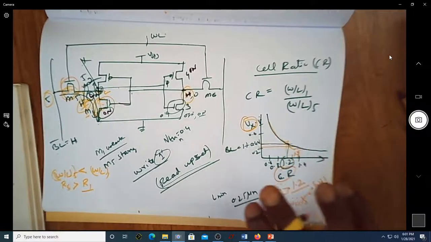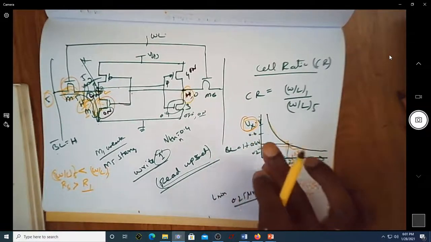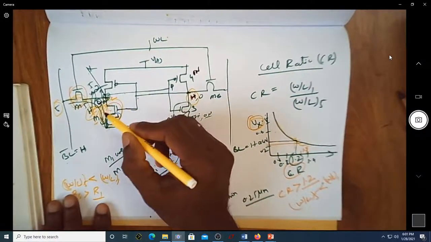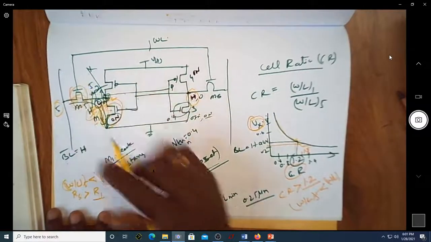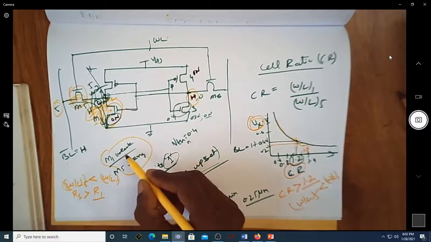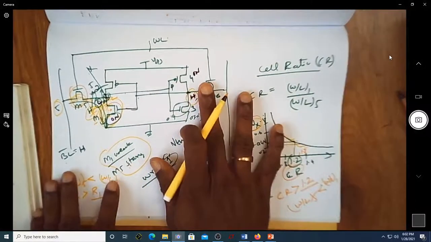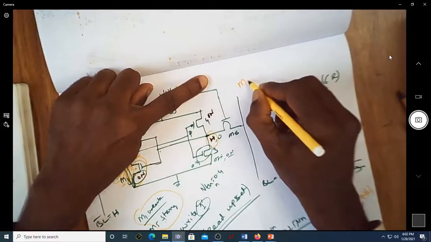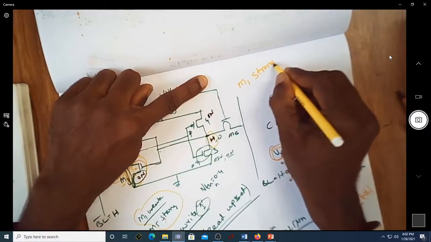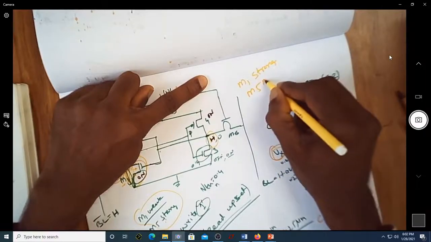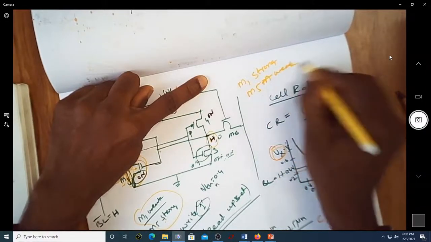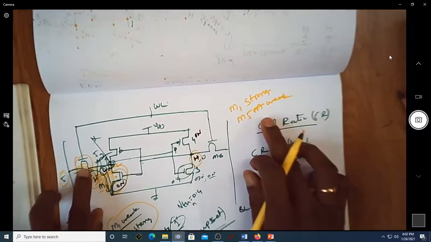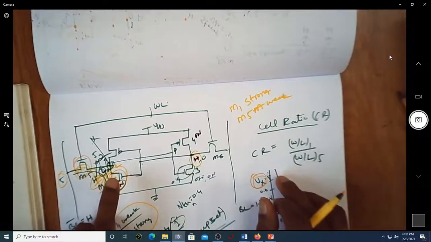So in order to ensure a proper read operation, M1 should be stronger compared to M5. So we actually saw this condition. Suppose if this condition exists, then you are in trouble. But for proper operation, M1 should be strong compared to M5. So M5 should be the weaker one. What do you mean by weak? Weak in the sense the resistance offered by that should be more compared to the resistance offered by M1.